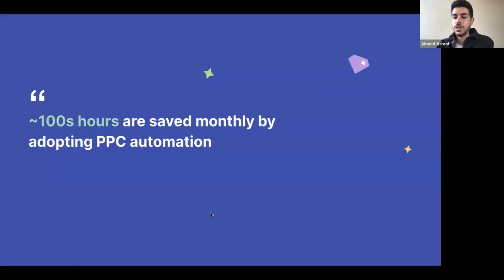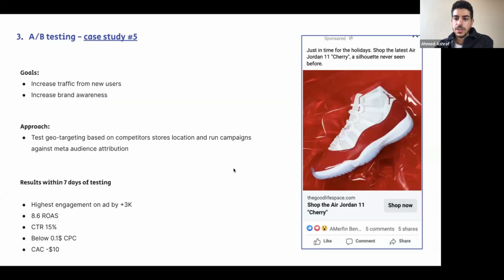On average, we estimated we are saving hundreds of hours monthly by adopting PPC automation. That allowed our team to execute things much faster, in a more advanced way, and save time as well. We were able to invest this time into what could actually help our clients see better results.